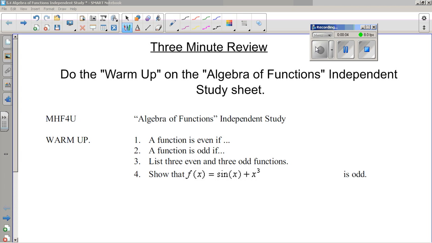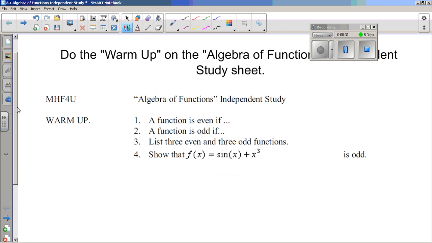It's lesson 5.4, Algebra of Functions Independent Study, is what it says. This is mostly about a sheet that you have in your package here, and this video has two goals. One is to take up this 3-minute review, which will help us get onto this in-class project, a day or three-quarters of a day project, and this video will explain it. So here comes a 3-minute review taking up.